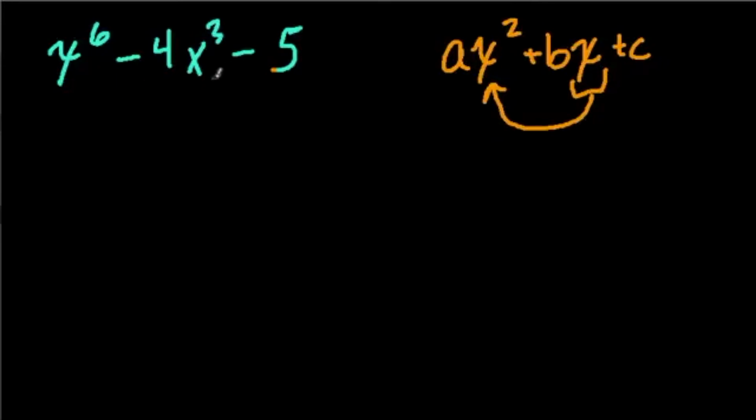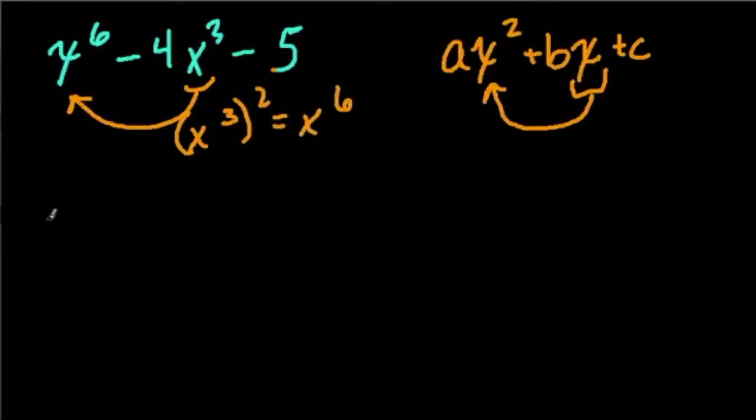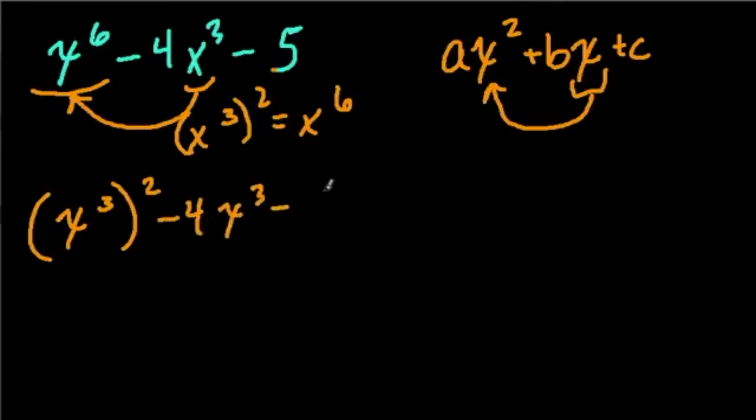And we can do that here because x cubed squared equals x to the sixth. We can factor this out. First, rewrite it. So we have x cubed squared. That's this term, minus 4x cubed minus 5.